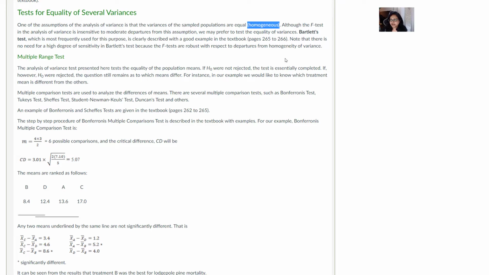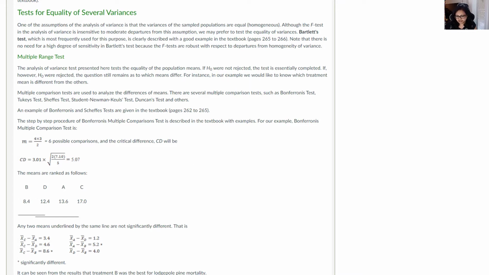So there is a popular test, what we call the Bartlett test. In the Bartlett test, we use the chi-square test. So I will show you how you can perform the chi-square test in the Bartlett test, so that we can find whether the variances are equal or not.